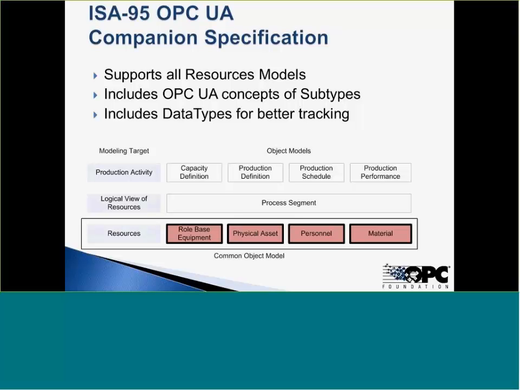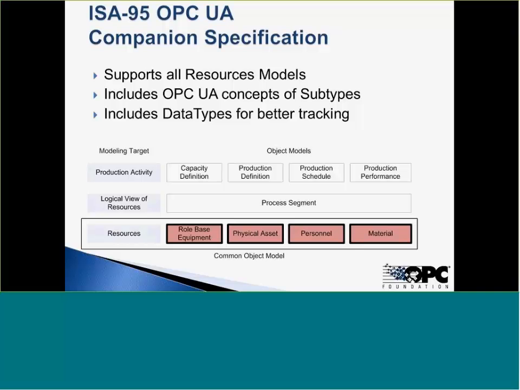I want to highlight quickly about ISA 95. This whole concept of 95, it didn't start in 95. That just happens to be the number. But essentially, ISA has published a specification that basically defines all the resource models and a lot of the things necessary for asset management. In the enterprise world, they have a common object model for this. The big thing they were doing is all what I call the role-based equipment and physical assets. And they want to take all this and be able to provide a standardized information model, and they have developed an OPC UA companion specification.